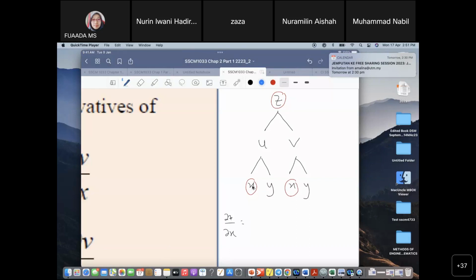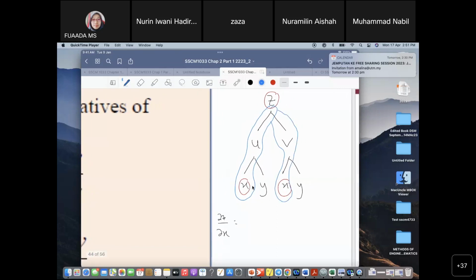Kau tengok sini. Daripada Z you nak pergi ke X. So you pergi Z ke U dulu. Daripada Z ke U dulu. Daripada U pergi ke X. Itu satu. One. And the other one. From Z to V. And daripada V ke X. So you got two roots here.